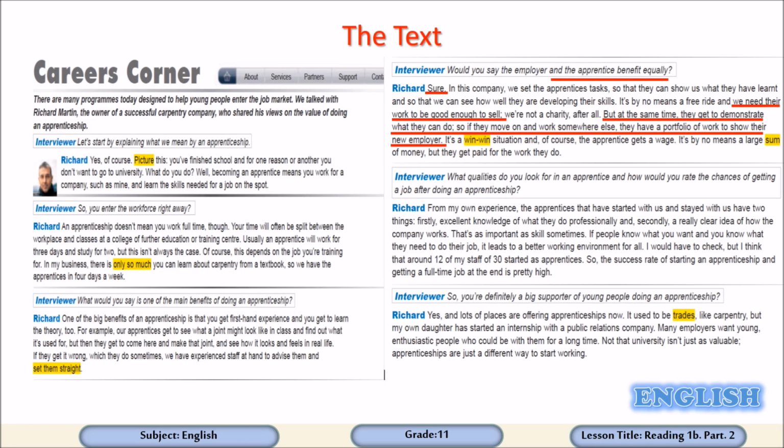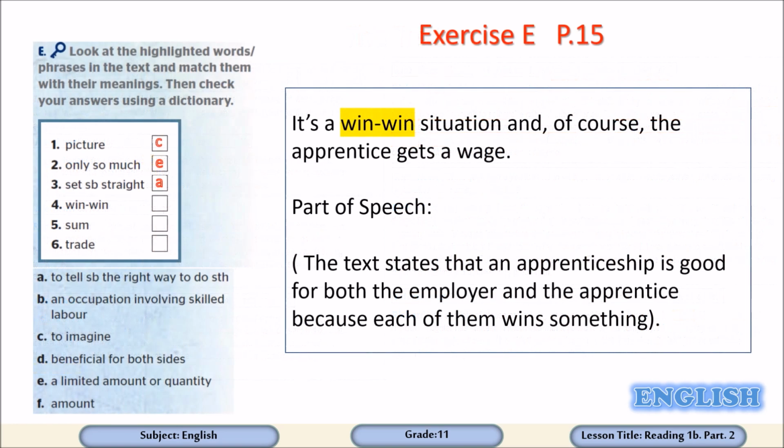Number 4 is "win-win." It's a win-win situation, and of course the apprentice gets a wage. What part of speech is this? Yes, very good. It's an adjective because it comes before a noun. It modifies the noun. And the text states that an apprenticeship is good for both the employer and the apprentice because each of them wins something. So what can be the answer? Yes, very good. The answer is D, beneficial for both sides.